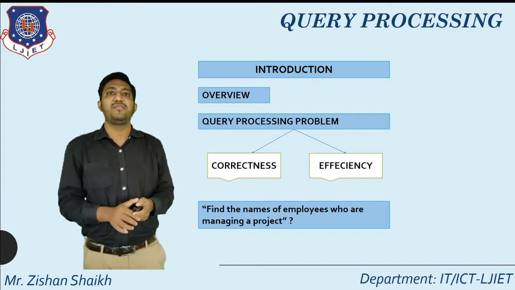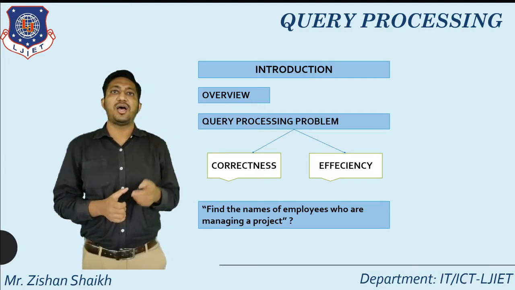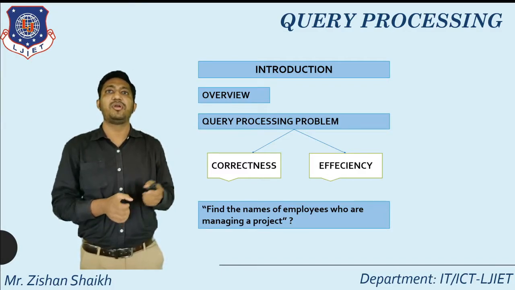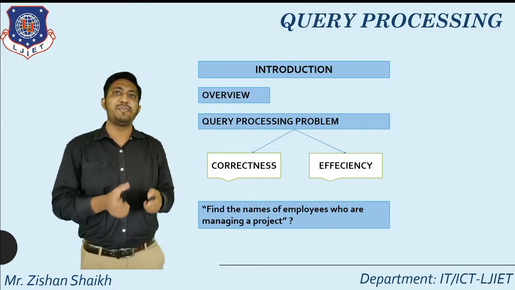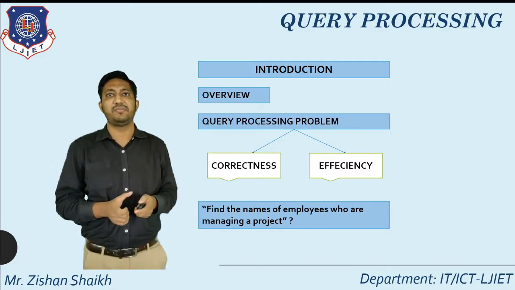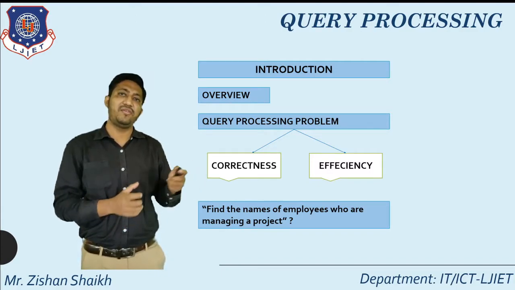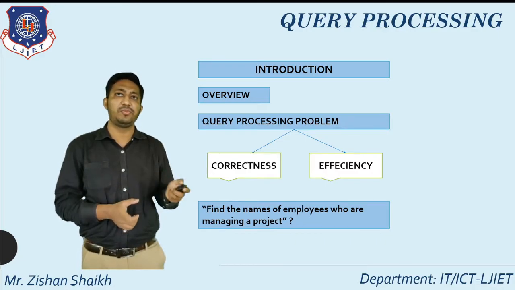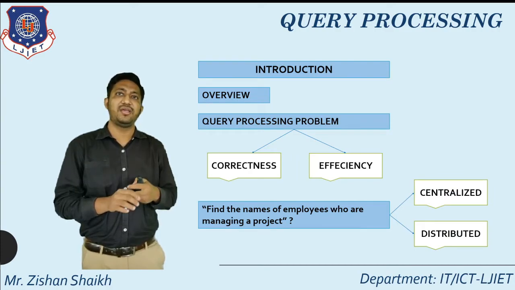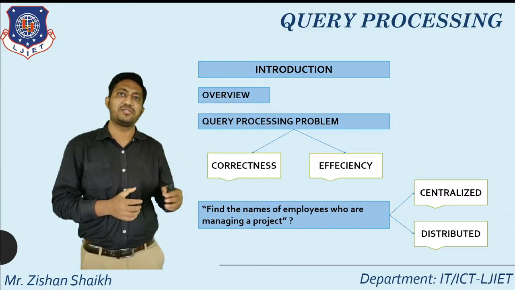For example, suppose I want to find the names of employees who are managing a project. How exactly is this query executed in a real scenario in a distributed DBMS? If the database server is available at a central point, then it is considered a centralized DBMS. But if the project table and employee table are available at different sites, it can be considered a distributed scenario. Comparing both scenarios, does the query processor take the same time or different time, and what other factors may affect it?